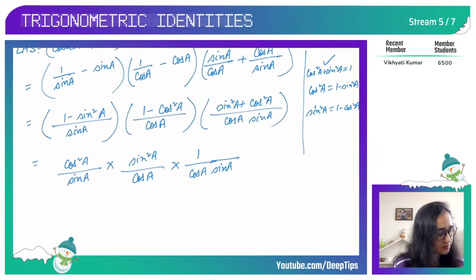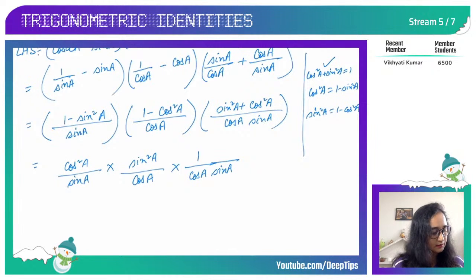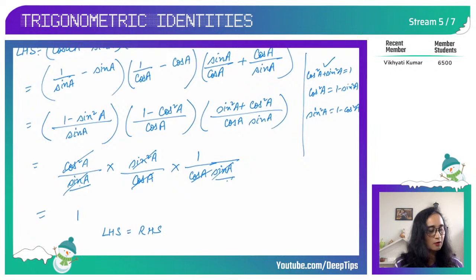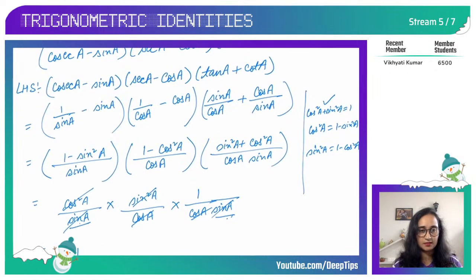Okay. So now children, if you look here, I can cancel all these because sine A into sine A gives me sine square A. So let's cancel these sine square A. Now cos square A, cos A into cos A. So what am I left with? I am just left with 1, which is my RHS. So I can write LHS is equals to RHS. Okay, so this is how we solve the identity, and where we do LHS equals to RHS.